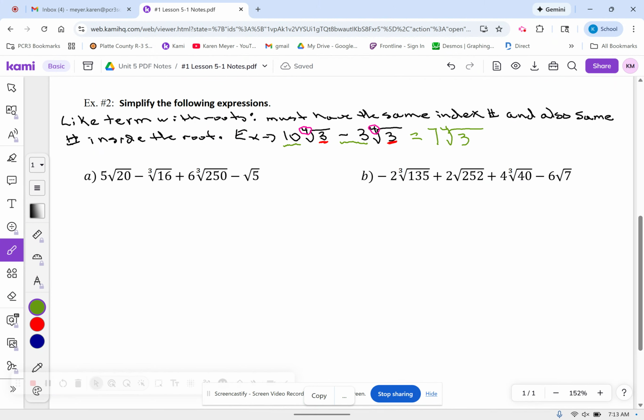So think of the 4th root of 3 like an x. If you had 10x minus 3x, you would call it 7x. So it kind of works the same thing for a root. But to combine roots, they have to have the same index number and also the same number underneath it.